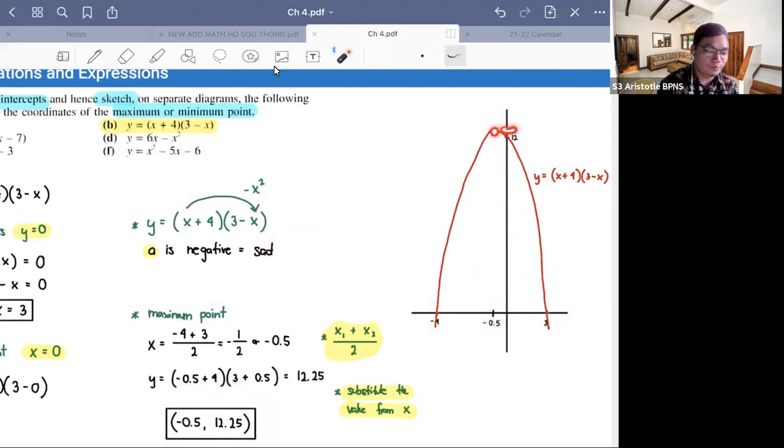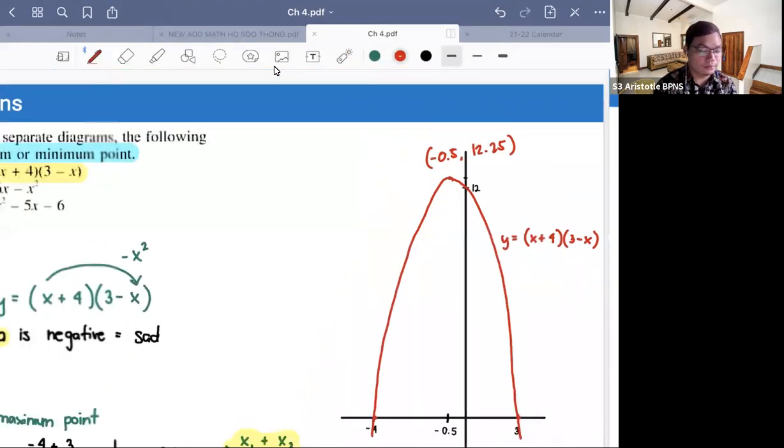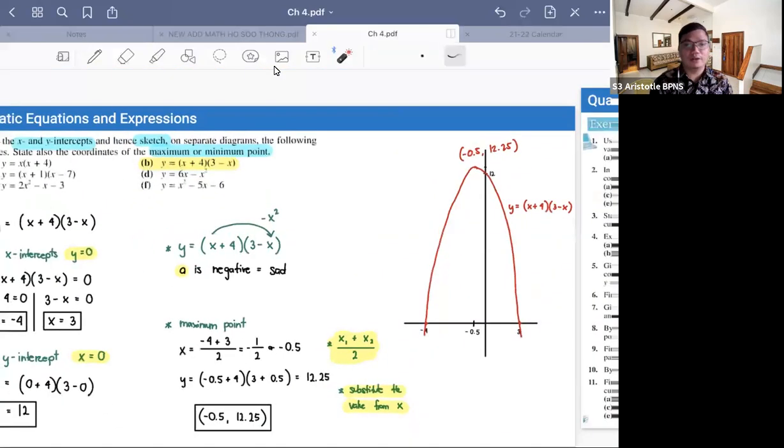So there you go. Let me write that. This is negative 0.5 and 12.25. All right, so that's your graph. And then don't forget to write the equation. All right, do you guys have any questions?